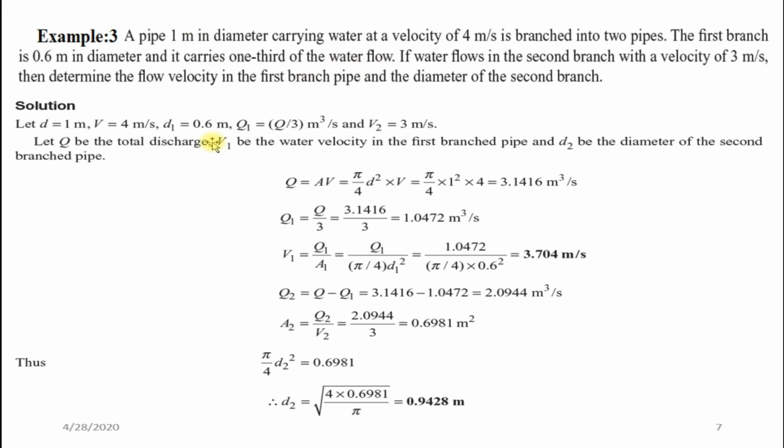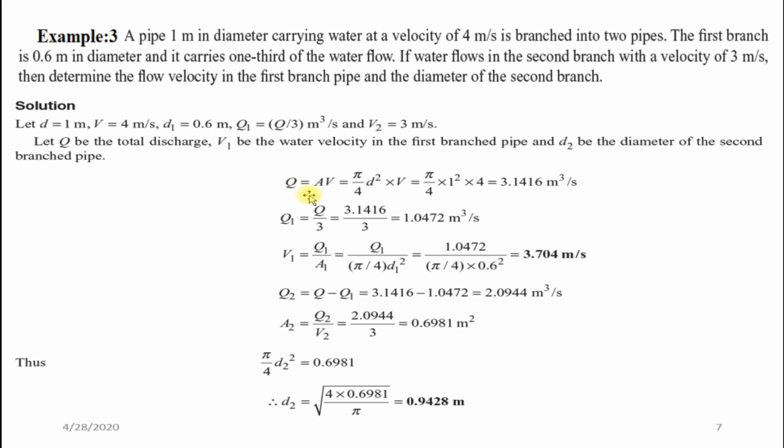If the discharge is Q, Q1 will be 1/3 of that. Discharge, if you take as Q, Q1 will be 1/3, that is Q by 3 meter cube per second, and velocity v2 is 3 meter per second. Now let Q be the total discharge, v1 be the water velocity in the first branch and d2 be the diameter of the second branch pipe. That is section 1 and 2.